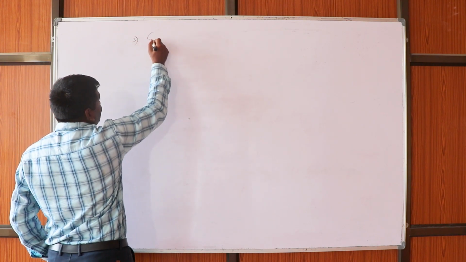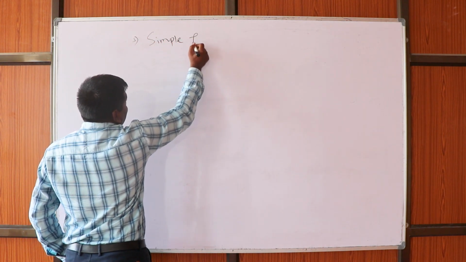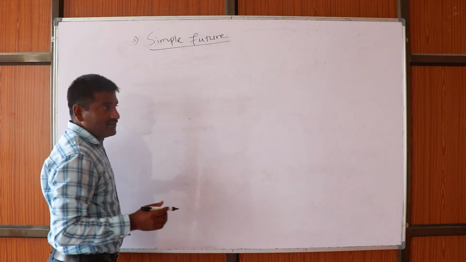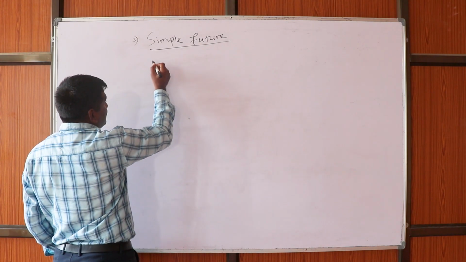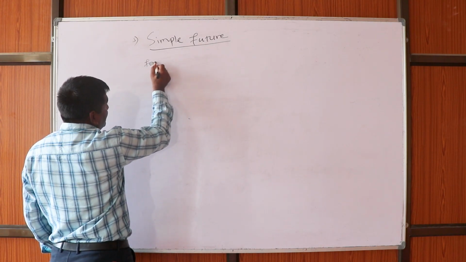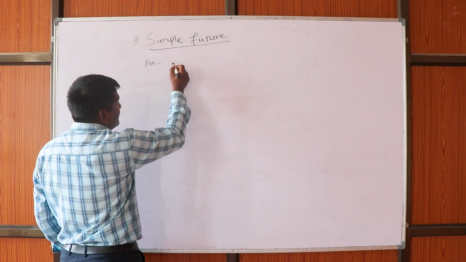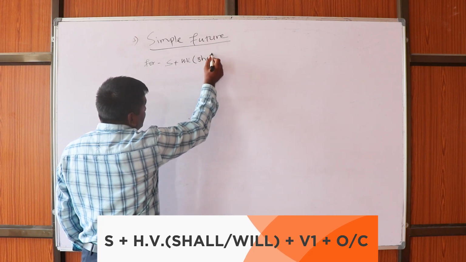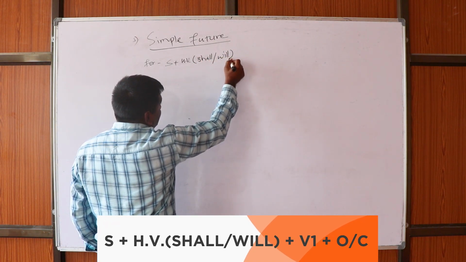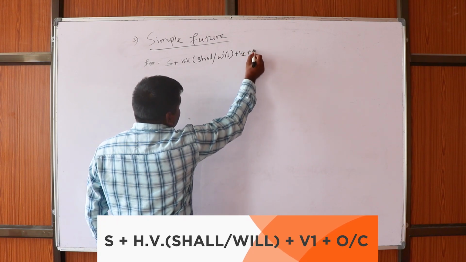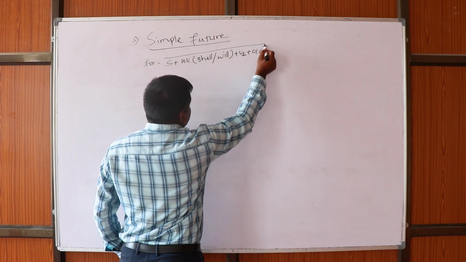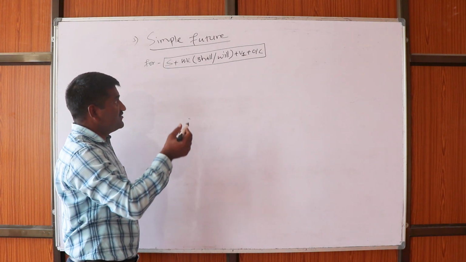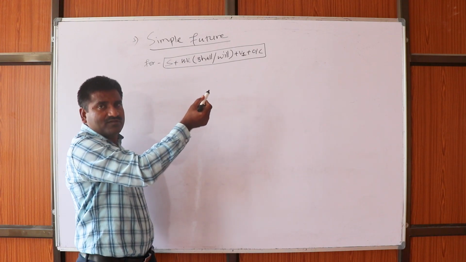The name of our tense is simple future. What is the structure of simple future? The formula or structure we have is S plus helping verb, in brackets shall or will, plus first form of the verb, plus object or complement. This is the structure of simple future. The main structure we call it S plus shall/will plus V1 plus OC.